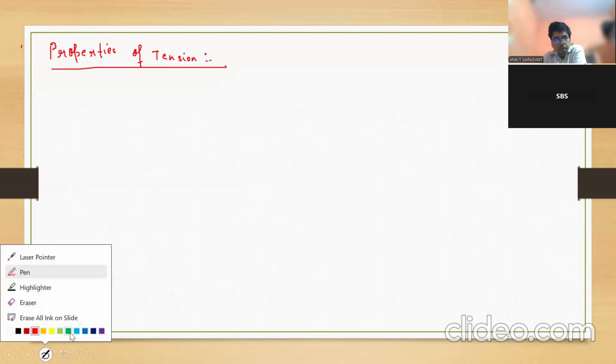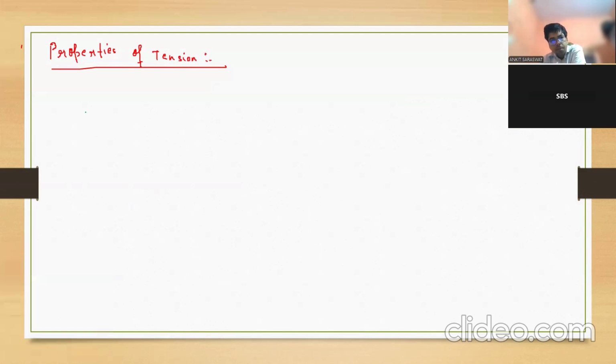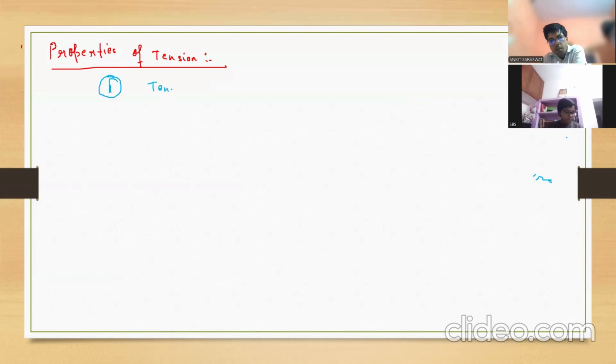Under this, write down the first point. Tension is present at each and every point of the string.